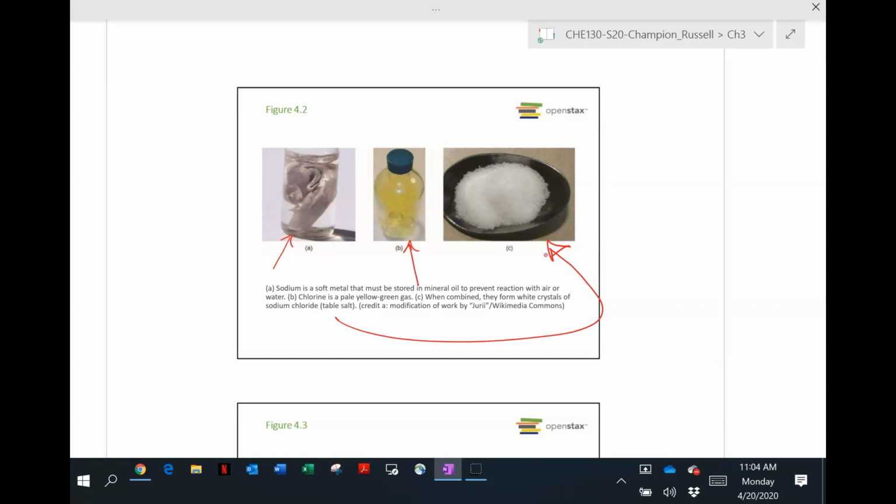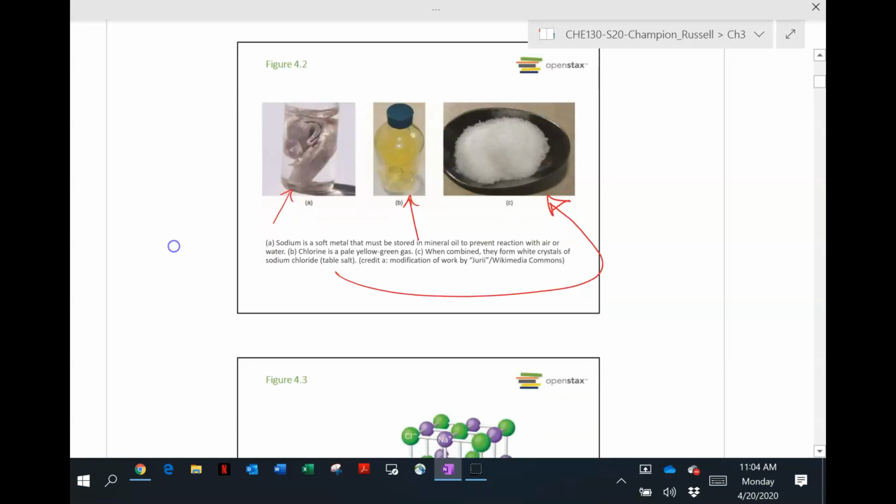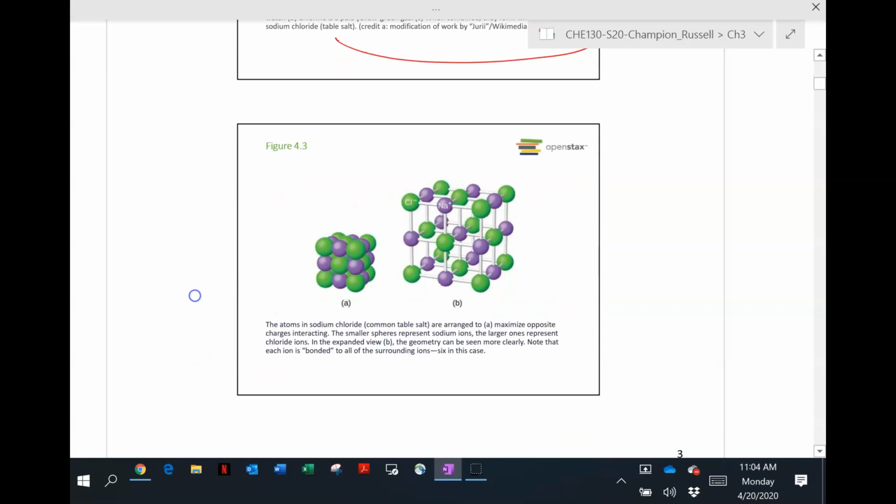And so that just goes to show you that when you form compounds, the compounds can have quite different properties from the elements that they are formed from. Here is a molecular level view of sodium chloride. On the right, we have the blown up structure where you can see your purple sodiums and your green chlorines, and they're in a three-dimensional array that looks like a cubic array.